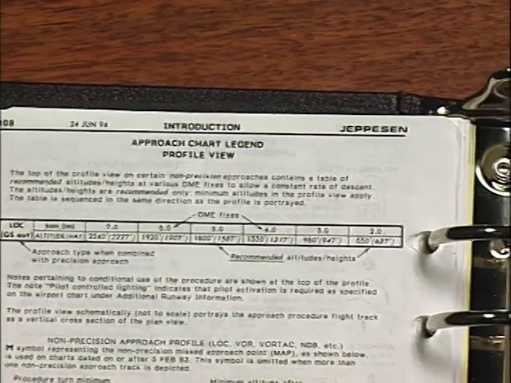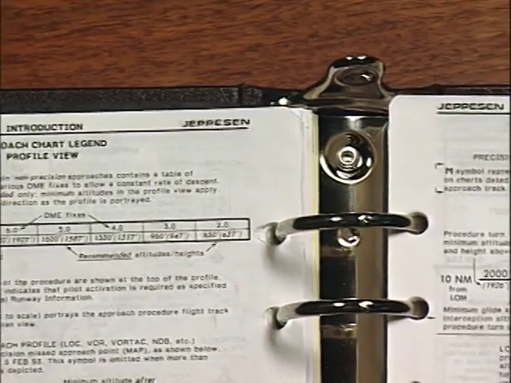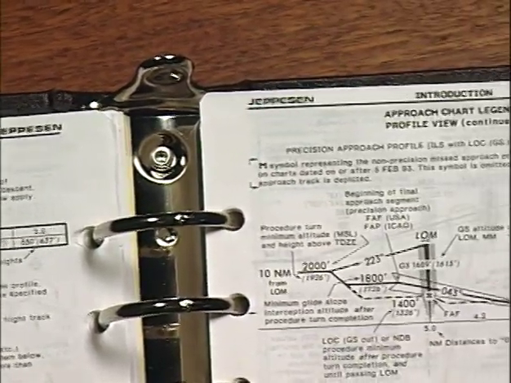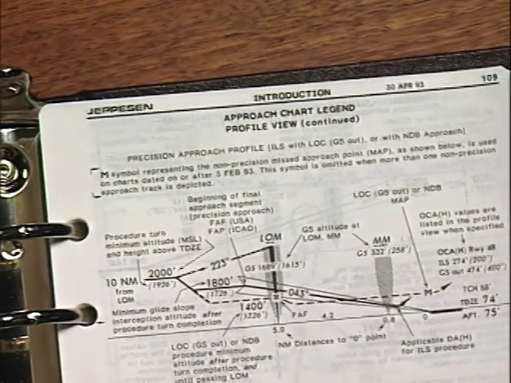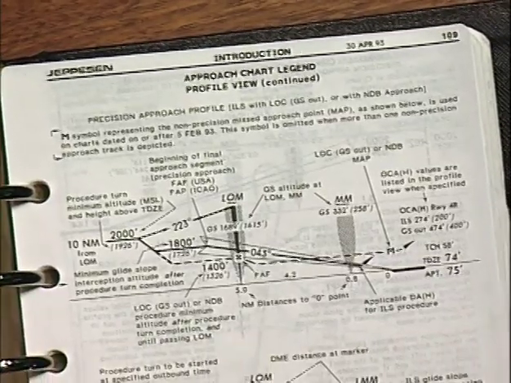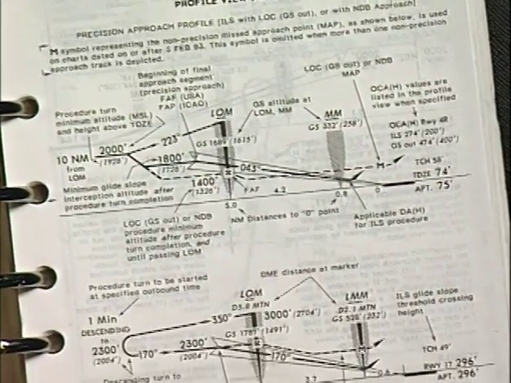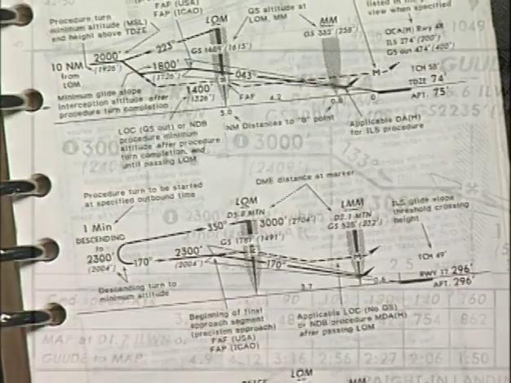Now let's take a look at a few variations that may appear in the profile view of an approach chart. It is important to look at some of these differences. However, keep in mind that additional information can be found in the chart legend pages.